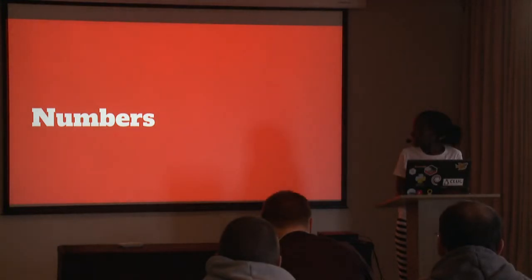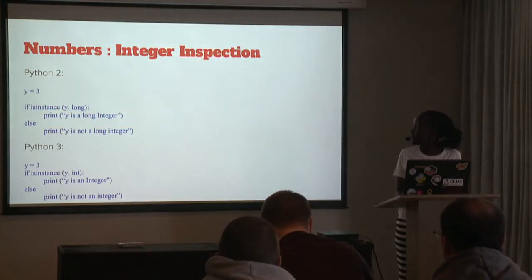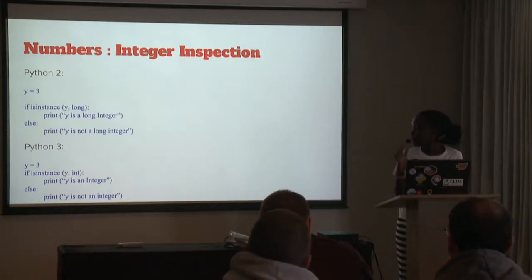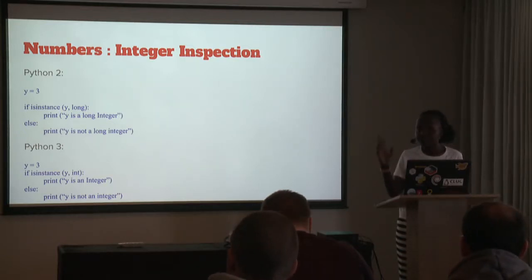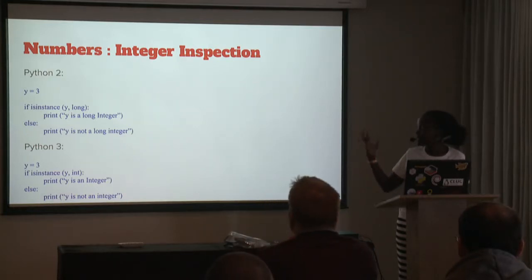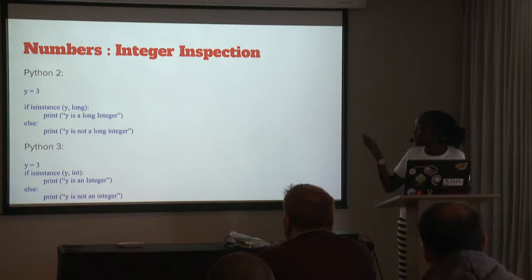Another thing that changed quite a bit is numbers. We know that in Python 2, we had two types: int and long. But in Python 3, we only have integers. So we don't have long integers by default. If you were, for example, doing integer inspection using the isinstance method and comparing to long, the type long in Python 2, in Python 3 you'll get an error in some way.